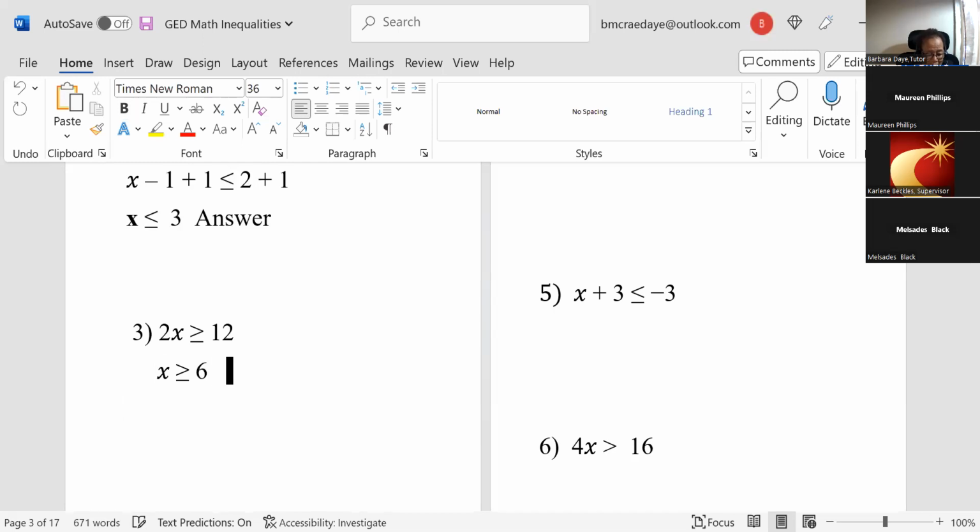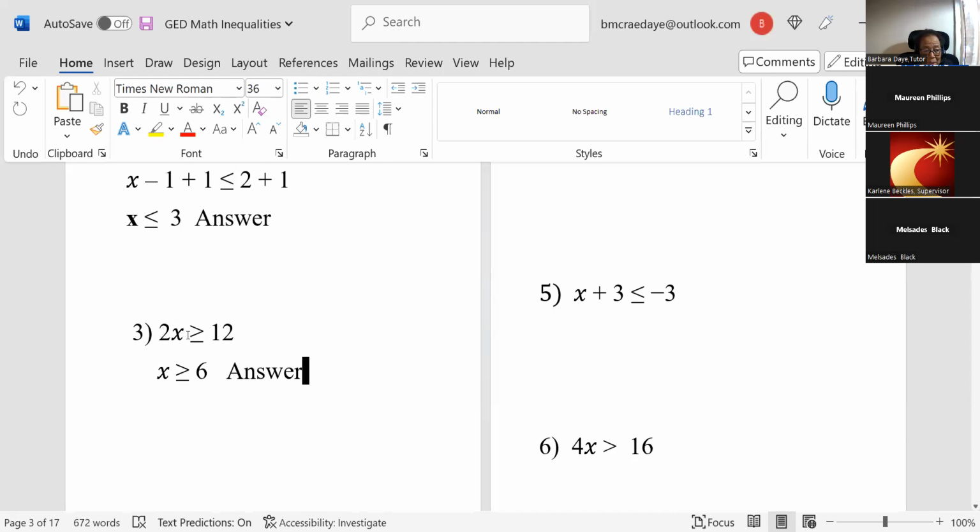So the answer is x is greater than or equal to 6. Don't throw away these symbols. Okay. x greater than or equal to 6. If x is 6, 6 times 2 is 12, that's an equal, right? Yeah. If x is 7, 7 times 2 is 14, that's a greater than. So we see that that's correct.